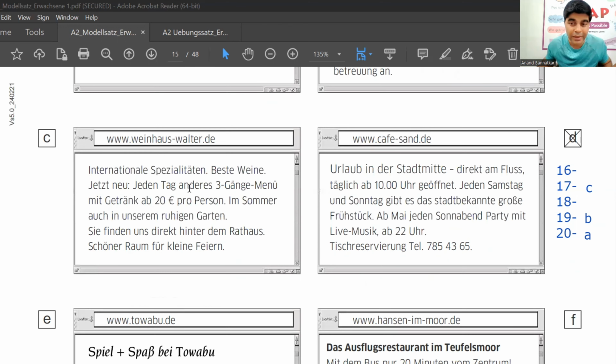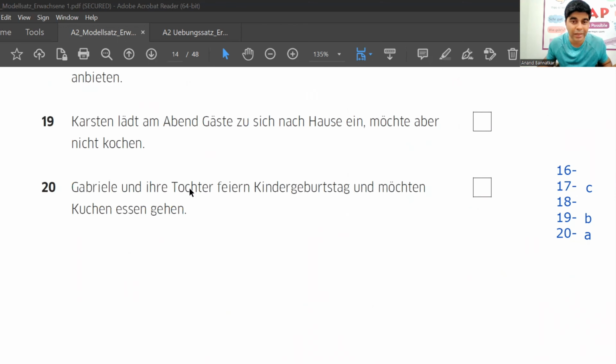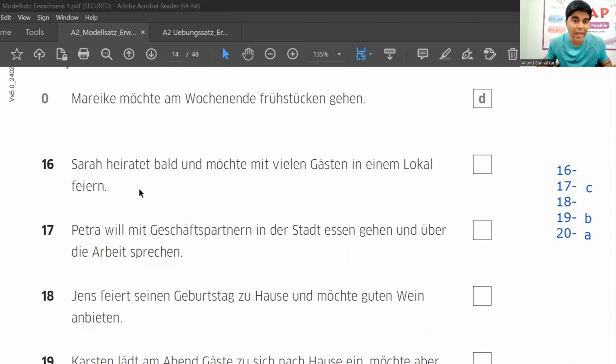So the first person who wants to get married and celebrate with many guests in one restaurant is Sarah. Okay, so we got the answer for this, Sarah, and that is F, the last one. Now, the 18th one we didn't get. Also, in the explanation it was already said that one of the questions will have no answer. Probably the 18th one is the same thing, where we need to write X because it has no answer.